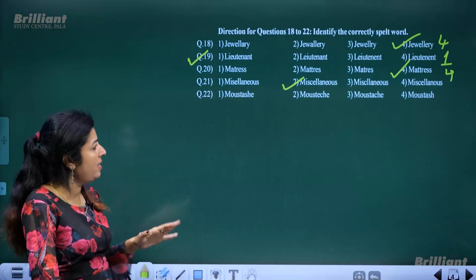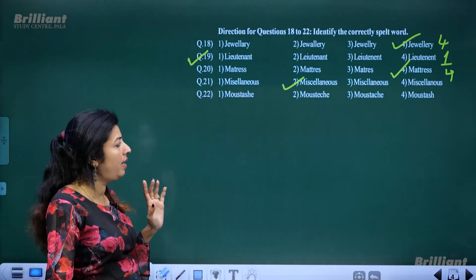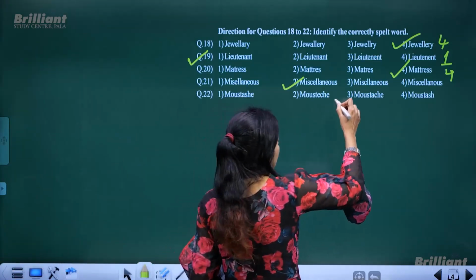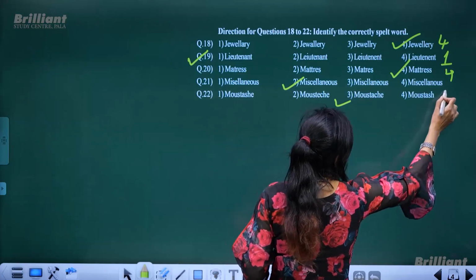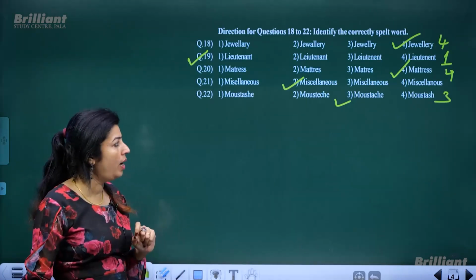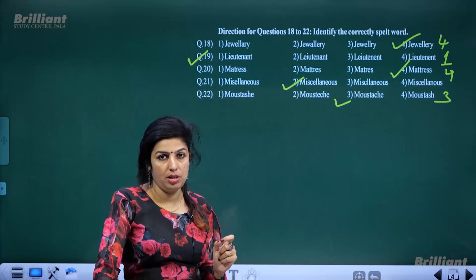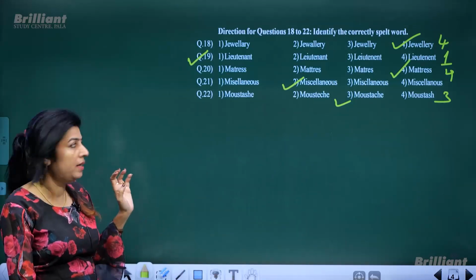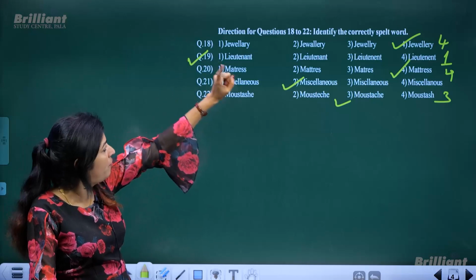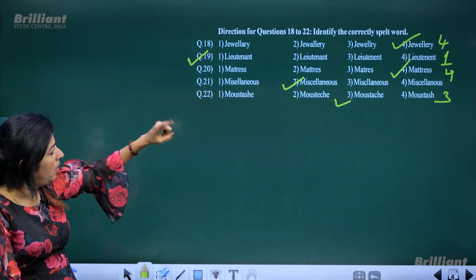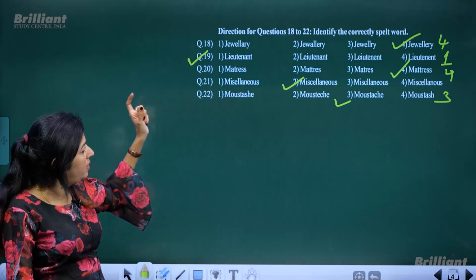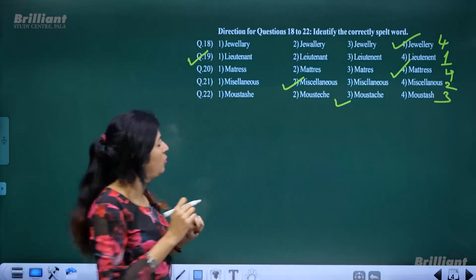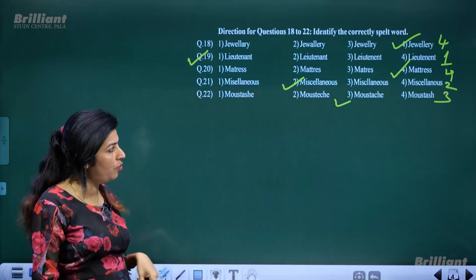It should have M-O-U-S, M-O-U-S-T should be there, M-O-U-S-T-A-C-H-E, third option. Okay, so here third option, mustache, M-O-U-S-T-A-C-H-E, mustache. Okay, you know the meaning. So 18th option number 4, 19th question option number 1, 20th option number 4, and 21 option number 2, and 22 option number 3. 4, 1, 4, 2, 3.